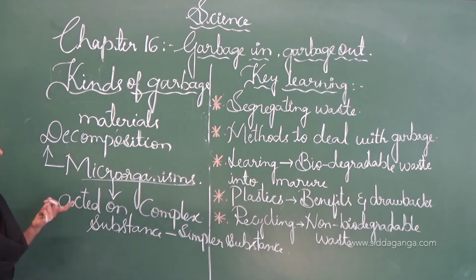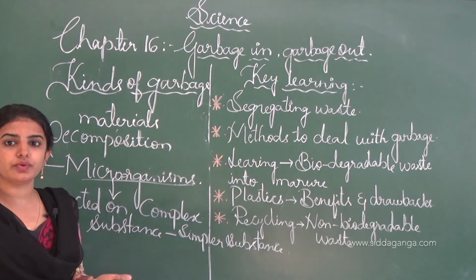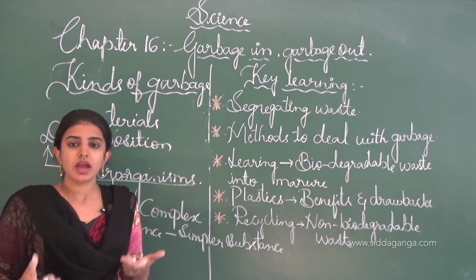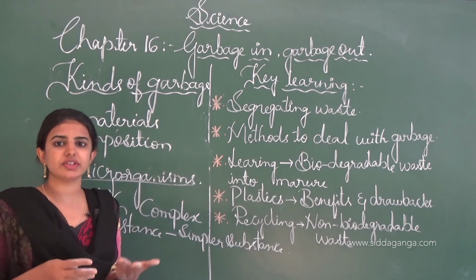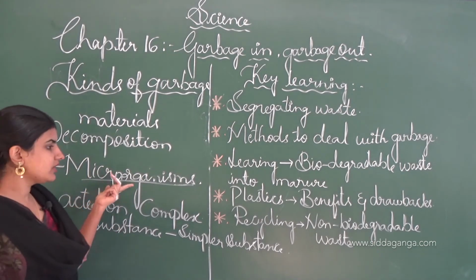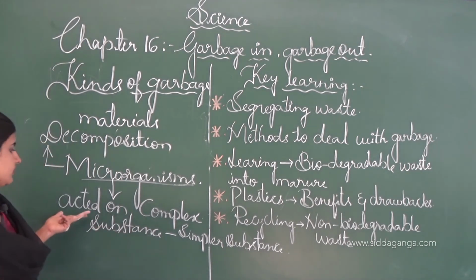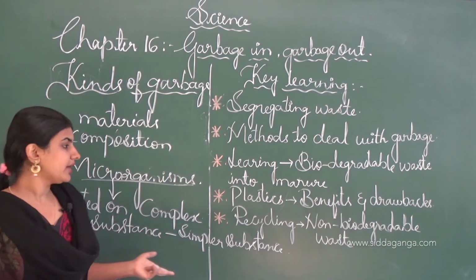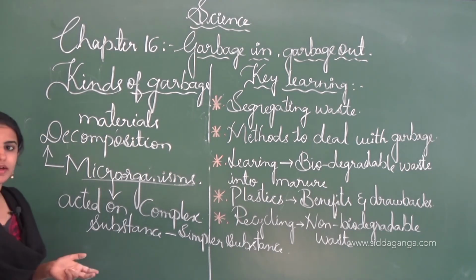See, once again I will tell you about the kinds of garbage. Usually you might have seen that materials change in appearance, and these changes take place only when the microorganisms act on such things or materials. And usually when the microorganisms act on such food items or food stuff, they convert the complex substance into a simpler substance, which may create manure, and that is how the decomposition process occurs.